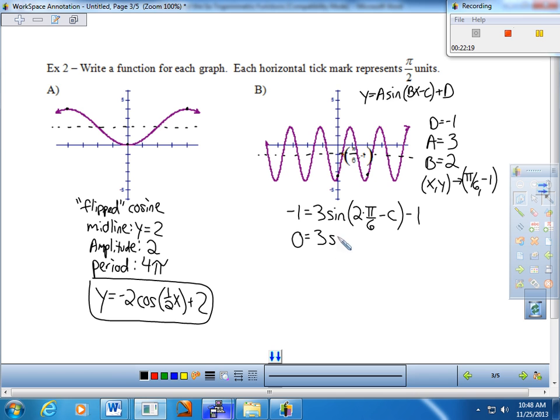This looks great. And if you don't mind, I like cleaning this up a little bit. 2 times pi over 6 would be 2 pi over 6. And 2 pi over 6, of course, is pi over 3. Okay, very nice. Divide by 3. 0 divided by 3 is still 0. Great. And this is going to work really well. I can see it already. So it's kind of like several steps to find that C value. This went away. This went away.